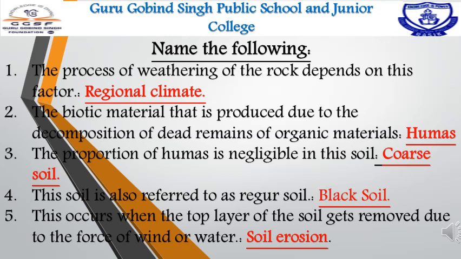And the fourth one, this soil is also referred to as Regur soil. Answer is black soil. This occurs when the top layer of the soil gets removed due to the force of wind or water. It is called soil erosion.